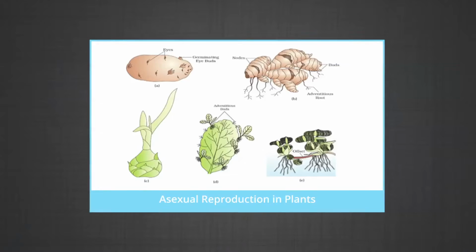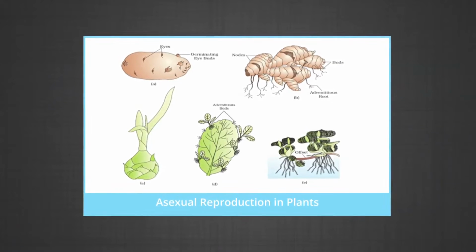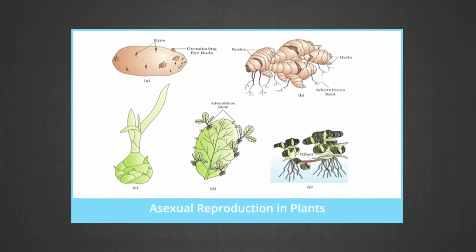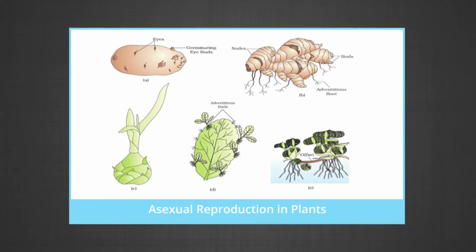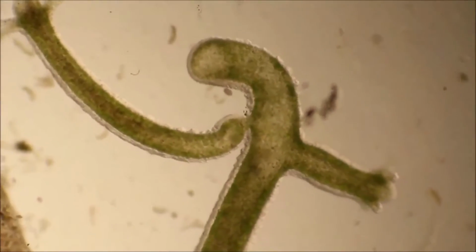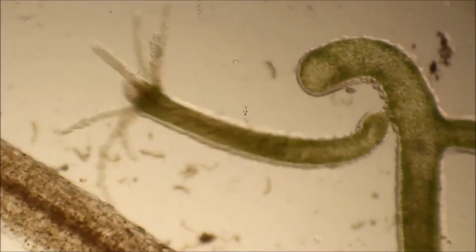Asexual reproduction. This form of reproduction involves a single parent. Asexual reproduction is very common in single-cell organisms and in many plants. There are many forms of asexual reproduction. For example, fission is seen in amoeba. Budding is seen in lower organisms like hydra and yeast. Fragmentation is seen in Spirogyra.